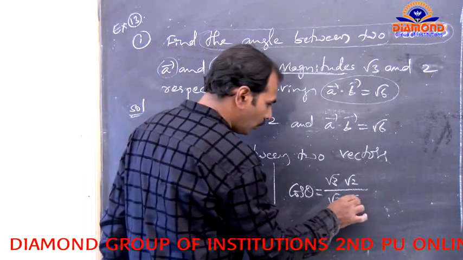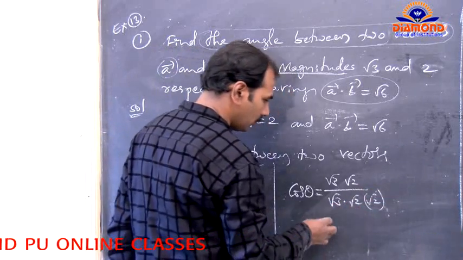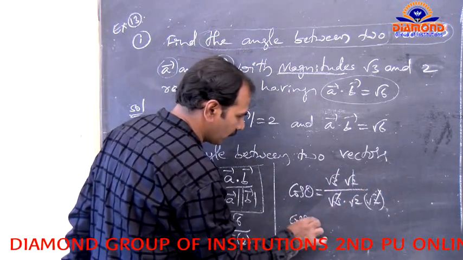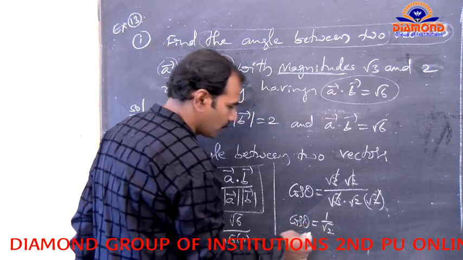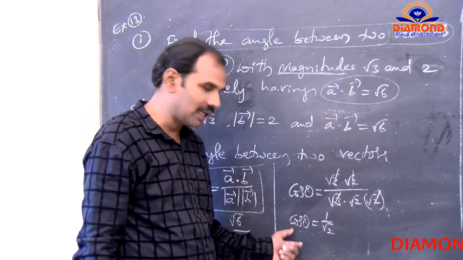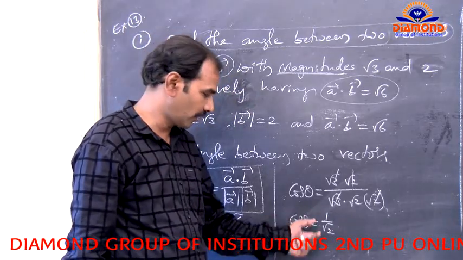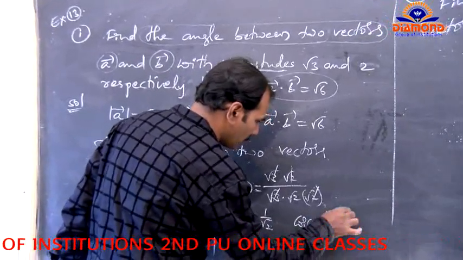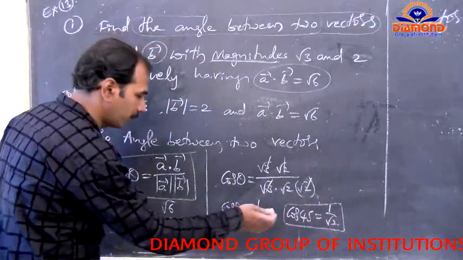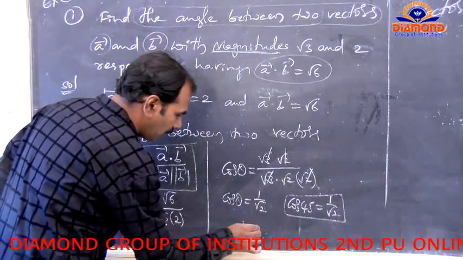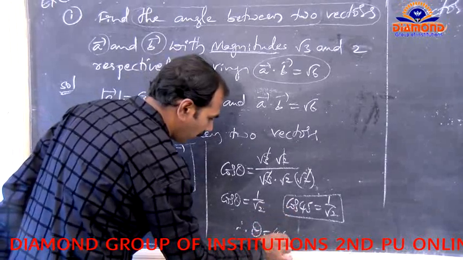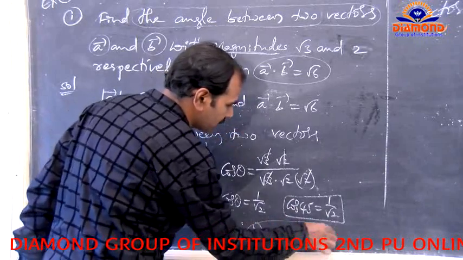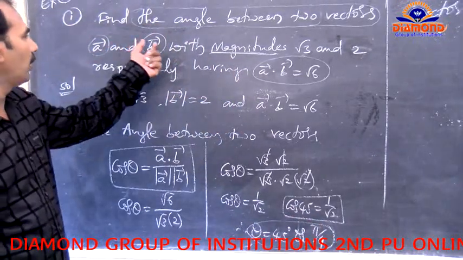So cos theta equal to root 6 is nothing but root 3 into root 2 divided by root 3 into 2, means root 2 into root 2. So root 2 gets cancelled, root 3 gets cancelled. Cos theta equal to 1 by root 2. So 1 by root 2 in cos value, cos 45 value is 1 by root 2. So cos 45 equal to 1 by root 2. According to trigonometry, theta equal to 45 degrees or pi by 4. So this is the angle between A bar and B bar.